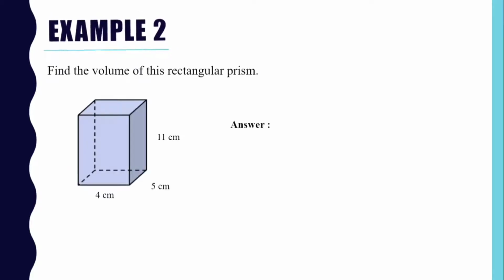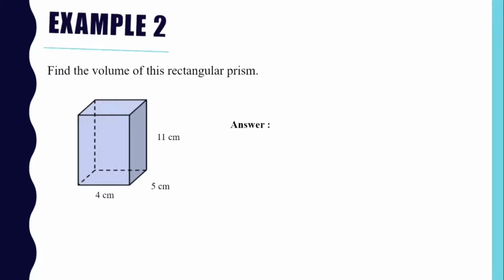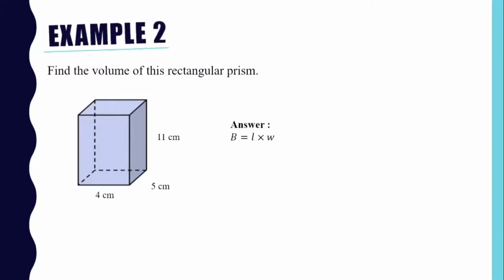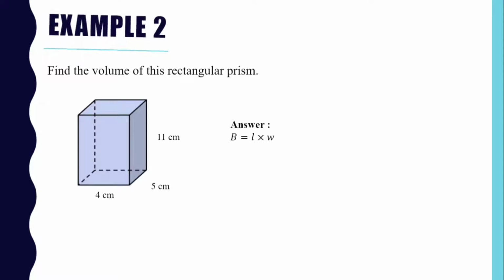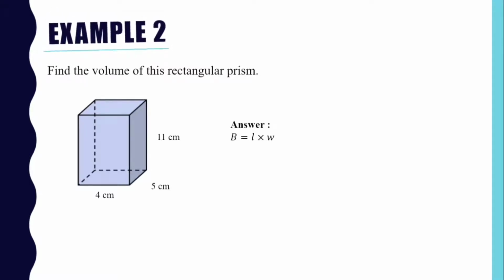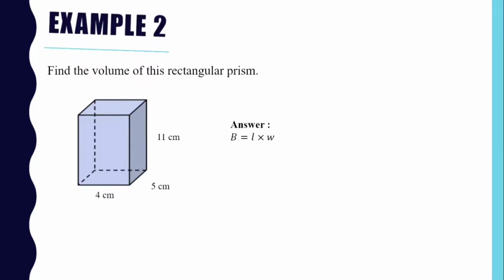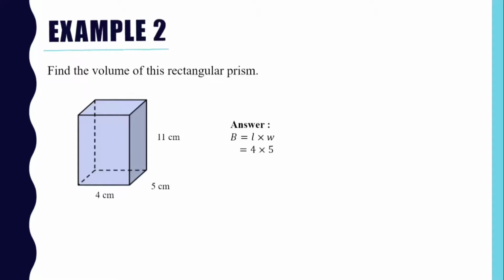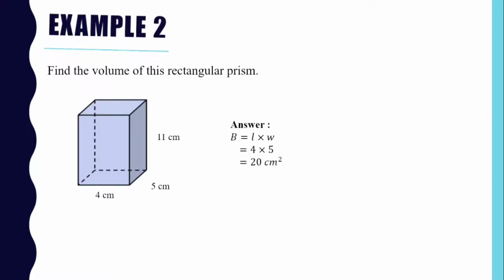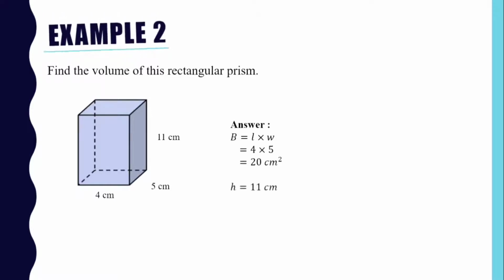Example 2. Find the volume of this rectangular prism. The answer: because this is the rectangular prism, the base of the rectangular prism is the rectangle. So, area of the rectangle is length times width equals 4 times 5 equals 20 centimeters square. And from the picture, we get the height of the rectangular prism is 11 centimeters.